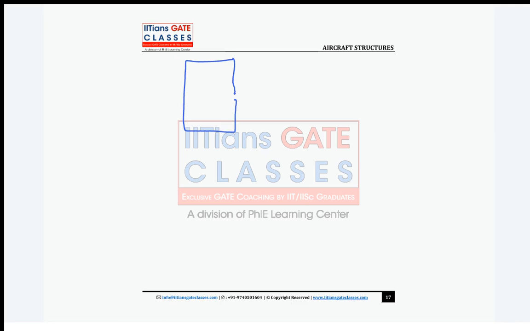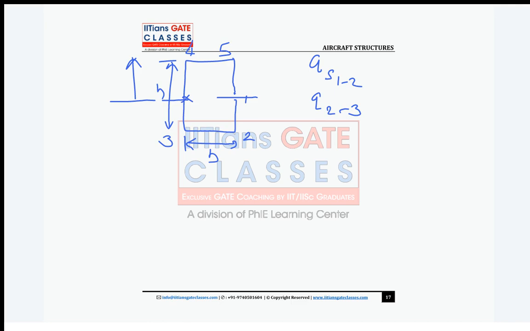Take this edge h and this edge b, and take uniform thickness. Suppose these are points 1, 2, 3, 4, 5. Now find the shear flow for 1 to 2, qs 1 to 2, and find qs 2 to 3. You can find that, right? Find the shear flow and then take moment equivalence about this point using symmetry and find out your shear center position. Clear?